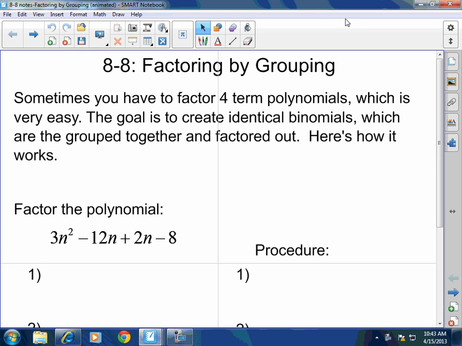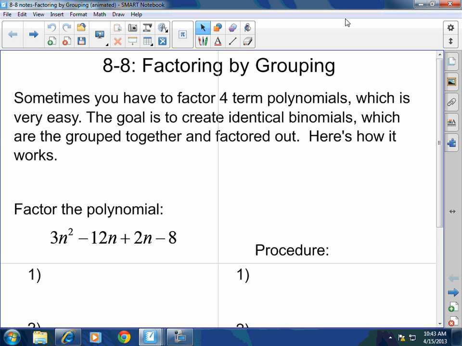Good morning, everybody. Today we will be wrapping factoring up, okay? And today we're going to be doing factoring by grouping. So far, you know how to factor out a GCF. You know how to factor trinomials in the form of x squared plus bx plus c, and in the form of ax squared plus bx plus c.